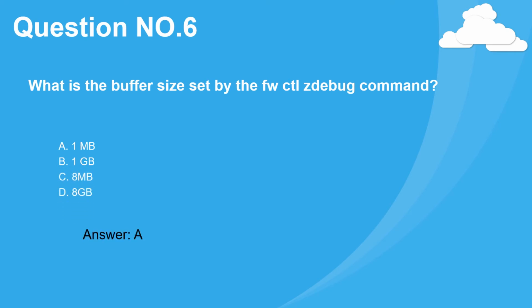Question No. 6. What is the buffer size set by the fw ctl zdebug command? A. 1 MB. B. 1 GB. C. 8 MB. D. 8 GB. Answer A.